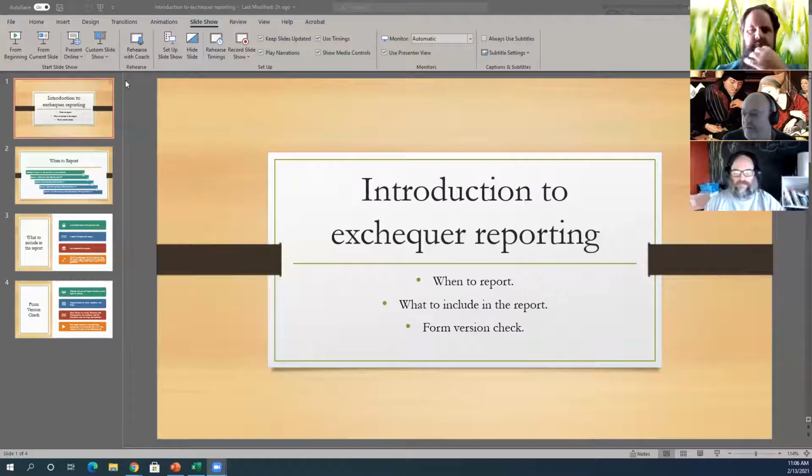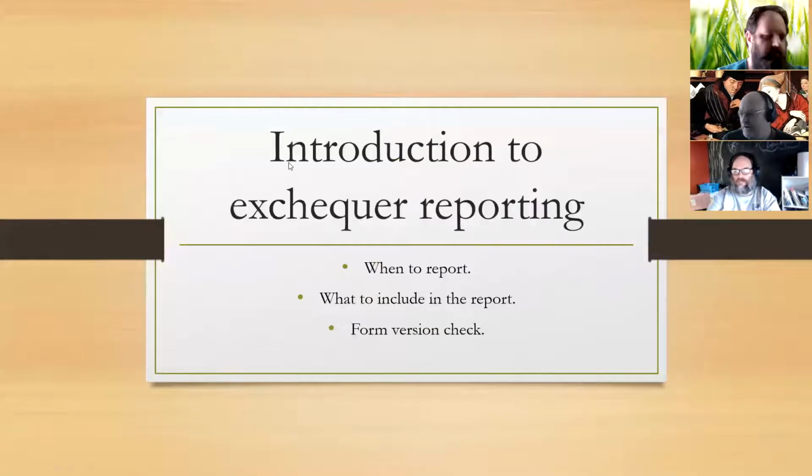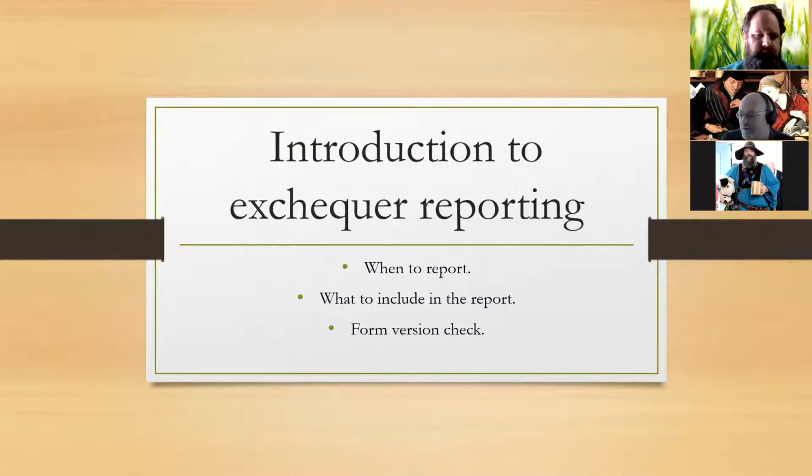Required for the report. Okay, and then we're going to go into the spreadsheet that we use for the reporting. I'm going to go over that in detail over the course of the class. So what we have here is when to report, what to include in the report, and a form version check. So that's what you do when you go to look at the report. You want to make sure you have the right spreadsheet for your group.